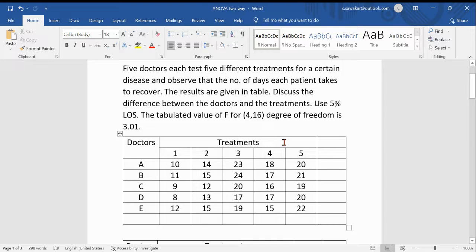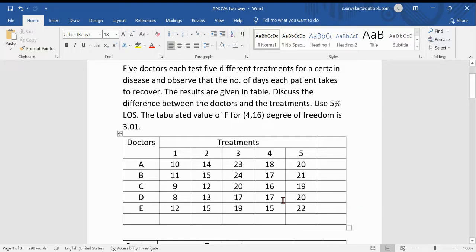Now one method, which is quite lengthy and which I expected you to be able to solve, is to keep the doctors as they are and calculate only the difference between the treatments. Whether there is a difference between the doctors or not doesn't matter; you only calculate for the treatments. That means it is a one-way ANOVA, and you will be able to solve it as it is. By one-way ANOVA you conclude whether these treatments differ significantly or not.